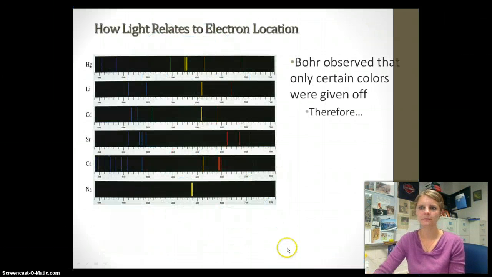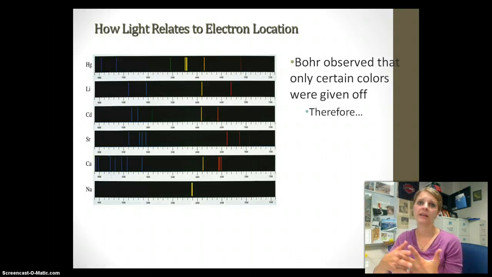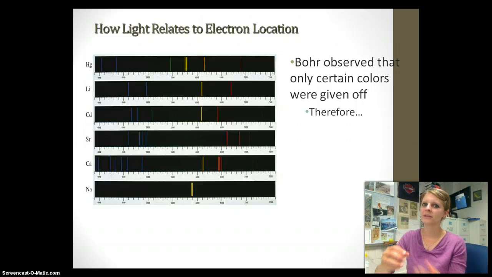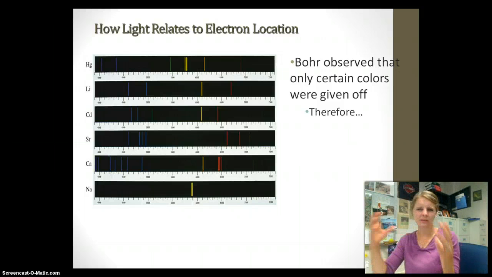Okay. So Bohr observed only certain colors were given off. So if you were hydrogen or helium, or this top one is mercury, if you're mercury, you have certain colors because your electrons can only live in certain places. And since every atom has different colors, that means every atom can have different jumps, which means every atom's rings must look a little different.